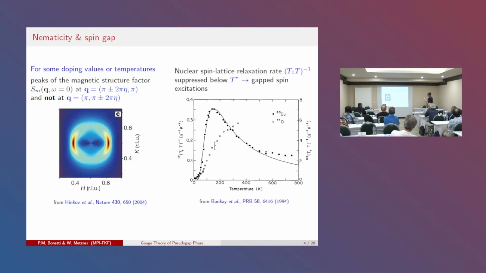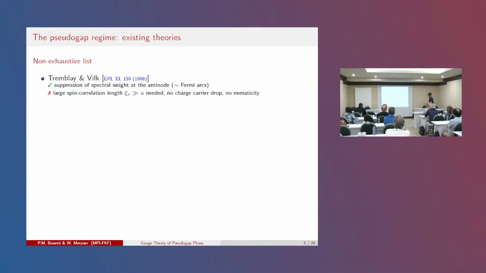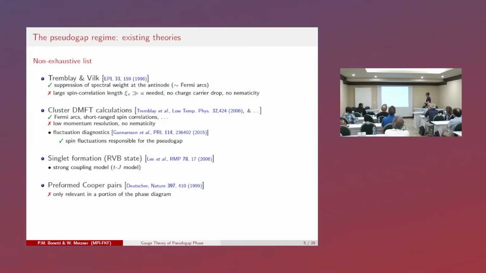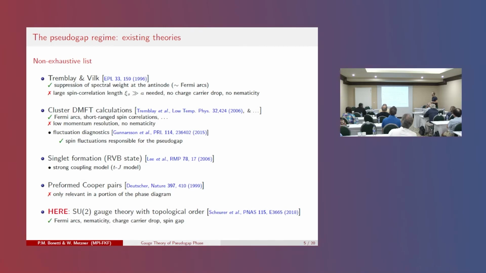And finally, that was actually one of the first findings inside the pseudogap regime, you see a spin gap. As you lower temperature, you see a spin gap, so there are no low energy spin excitations in the pseudogap regime. So those are the sorts of things one would like to explain. Of course, there have been many proposals in this field. Almost everything has been already proposed.